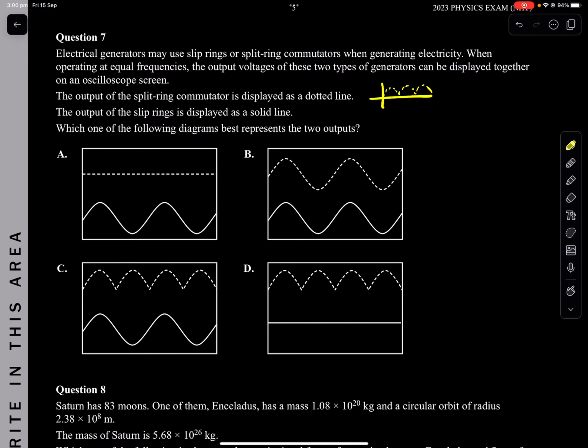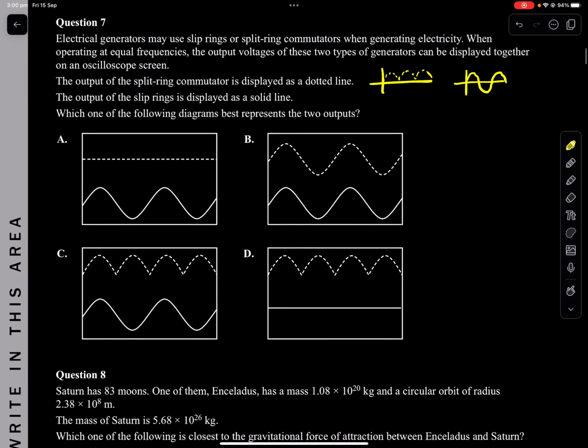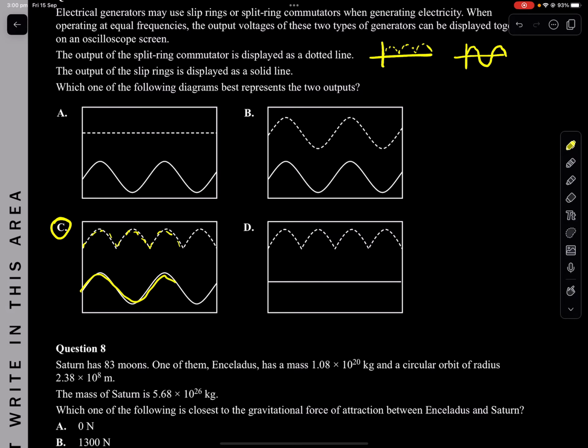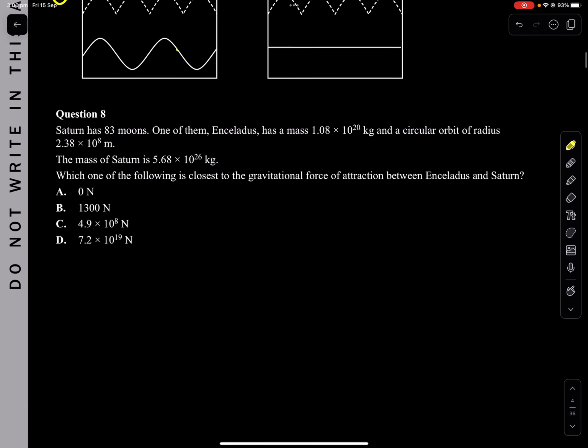The output of the slip ring is displayed in solid lines, and we know if it's a slip ring, it's a normal sinusoidal wave. Which of the following diagrams best represents these two outputs? Only C looks like the best one. We can see that this one is being like this, and this one is being sinusoidal. Perfect. And yeah, that's that.